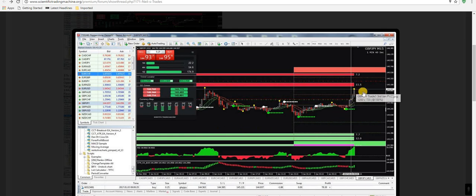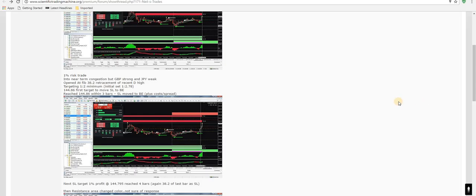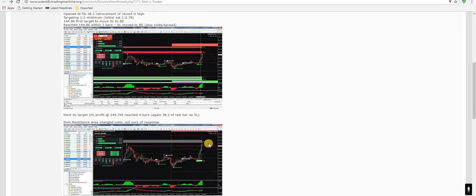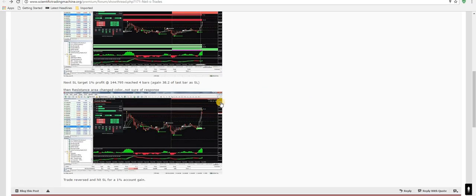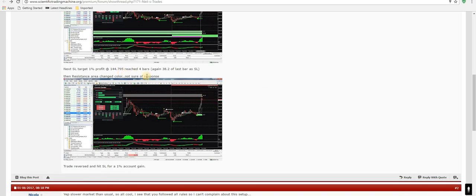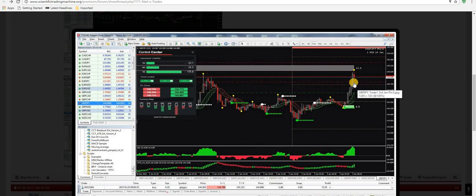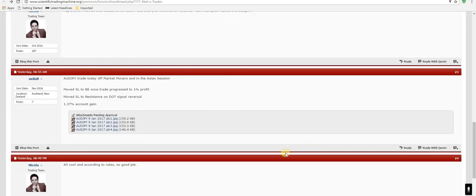All right, so as you can see, the market pushed up. He moved his stop up to break even, looks like. All right, so here was his entry. Moved his stop up pretty deep into profit here, at least 1-to-1 it looks like. All right, resistance area changed color, not sure response. Trade reversed and hit stop loss for 1% account gain. As you guys can see, market came down and hit that stop loss is what he's saying.